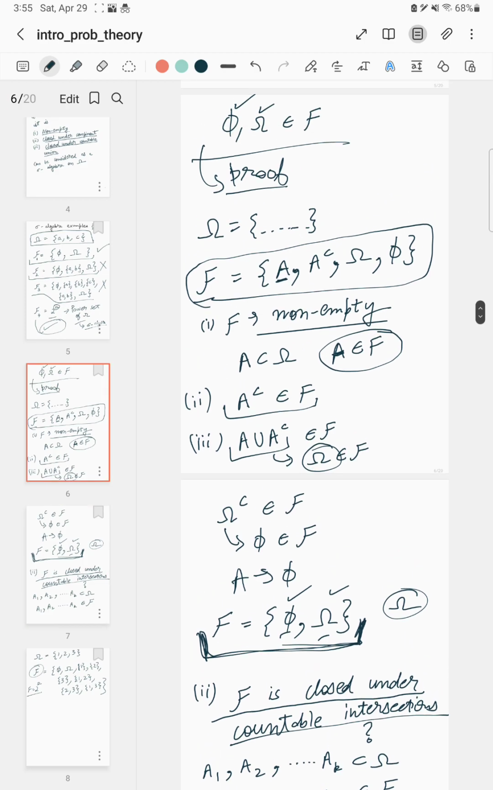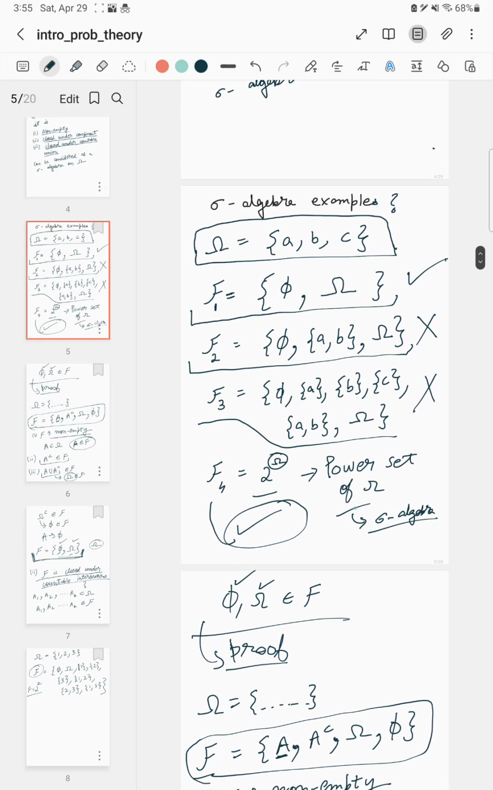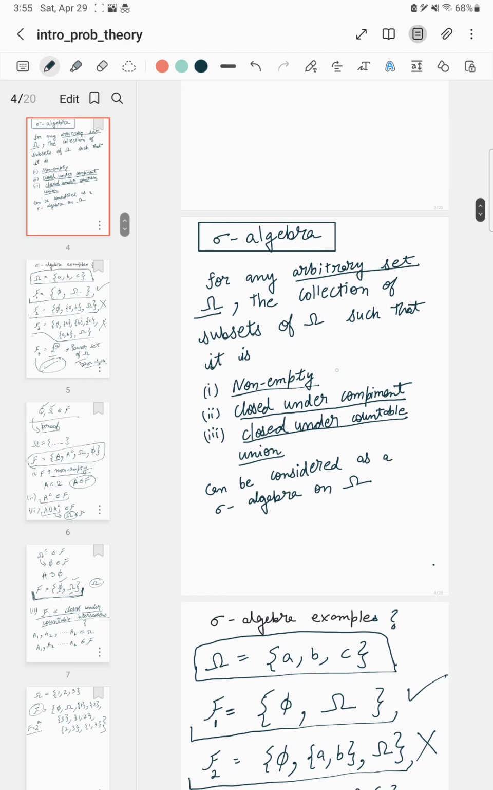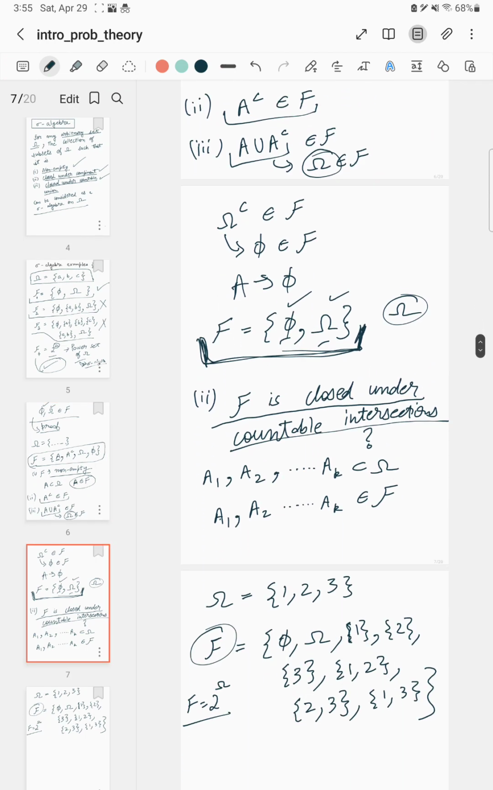Okay, so we now know a few properties of sigma algebra as well. We know that the power set of omega is always a sigma algebra. We know the three basic conditions which are required for F to be a sigma algebra on omega, and we know that F is closed under countable intersections, and F should at least contain the null set and omega itself.